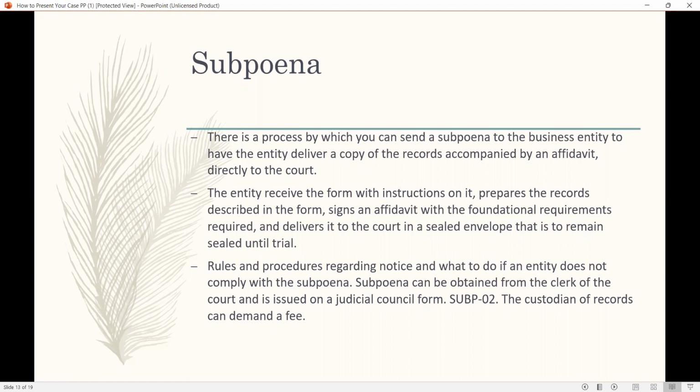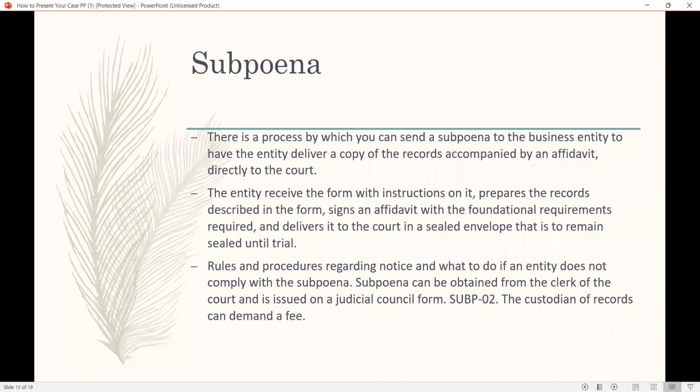There are many rules and procedures that you want to be aware of regarding, for example, how much notice to give the entity and what to do if that entity does not comply with your subpoena. There are also fees that the custodian of records or the entity will require you to pay for making copies of your records and having to deliver them to the court.